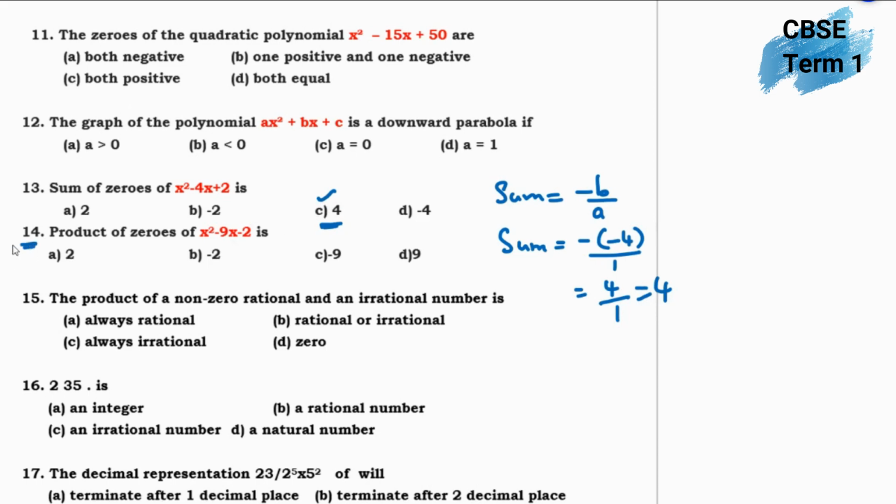We'll move on to the 14th question. The product of zeros of x square minus 9x minus 2 is. You know the product of zeros formula. Product of zeros formula is c by a, where c is the constant and a is the coefficient of x square. So c in this problem is minus 2 and a is 1. So minus 2 by 1 is minus 2. Correct option for the 14th question is minus 2, B.